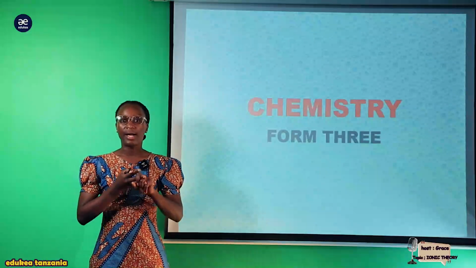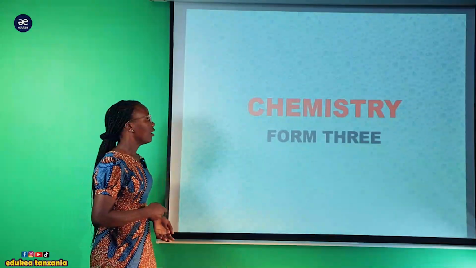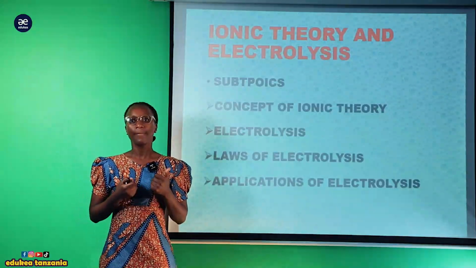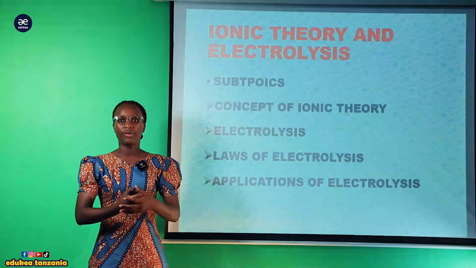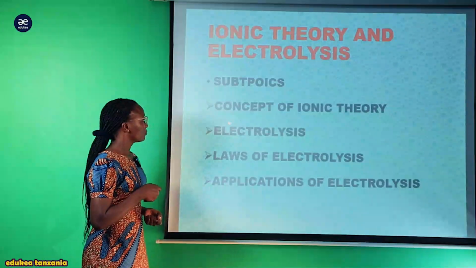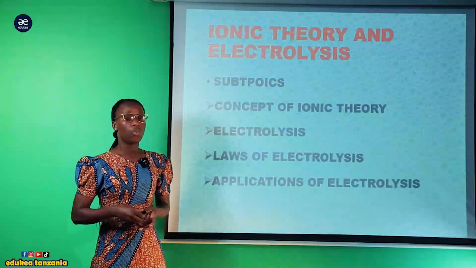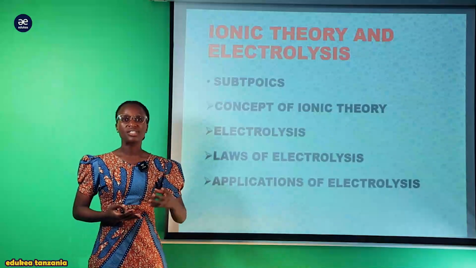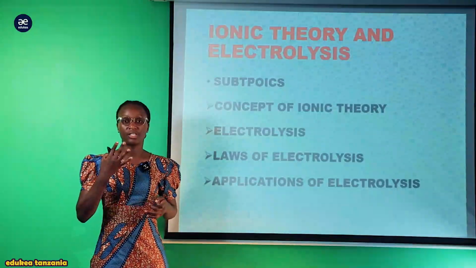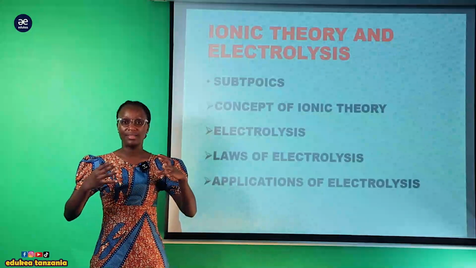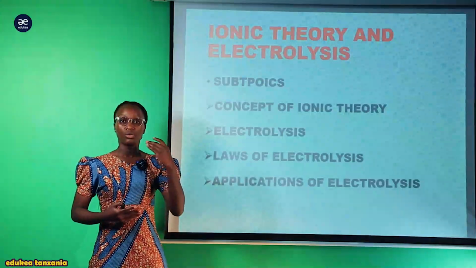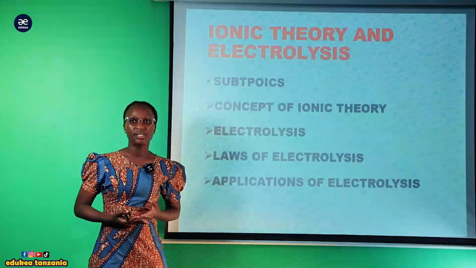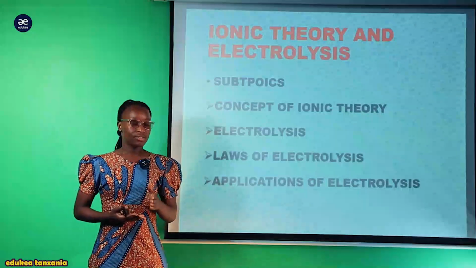We are proceeding with our chemistry series session, and we are proceeding with our topic of ionic theory and electrolysis. My students, in the previous session we have already learned the concept of ionic theories. We have started the concept of electrolysis, where we saw the mechanism of electrolysis, how electrolysis takes place, what happens in the electrolytic cell, and so forth. We saw the reactions that occur at the electrodes and so forth.